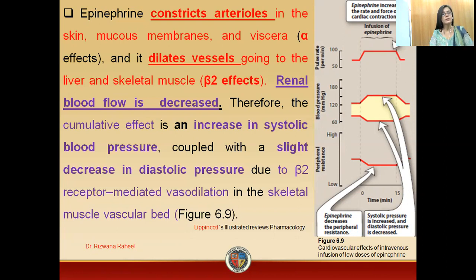Thirdly, renal blood flow is decreased. So because of all these three effects, there will be an increase in systolic blood pressure, while there will be a slight decrease in diastolic blood pressure.